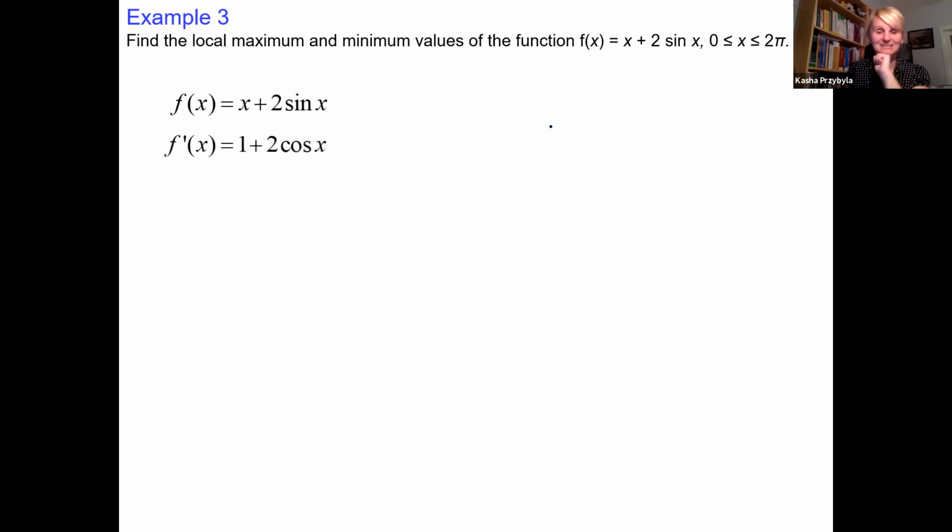Okay, yes, I do have the same, 1 plus 2 cosine of x. And now we have to find the critical points, because the critical points are where the situation changes. That means the derivative is 0 if 1 plus 2 cosine of x is 0. Now we have not a polynomial, we have a trigonometric equation. We will solve this equation for cosine of x, subtracting 1 and dividing by 2: negative half.